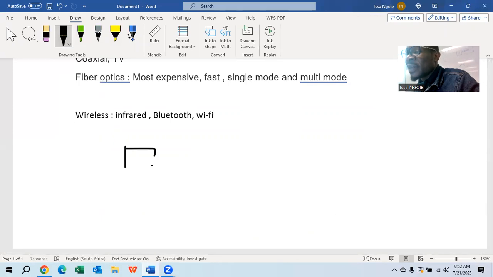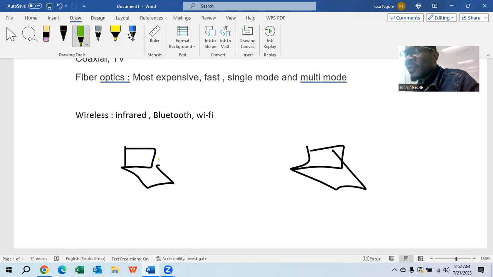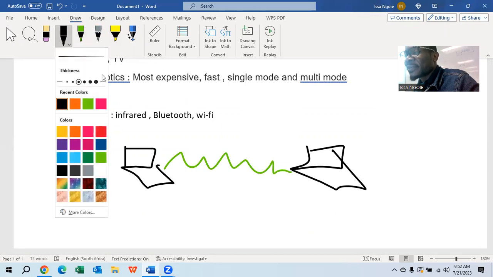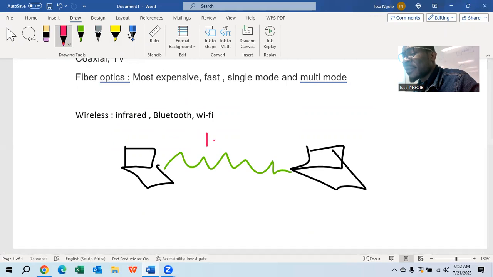You have your laptop here, and another laptop here. You can use the wire, or you can use the infrared, and they can talk. You can use the infrared, or the Bluetooth, or the Wi-Fi.